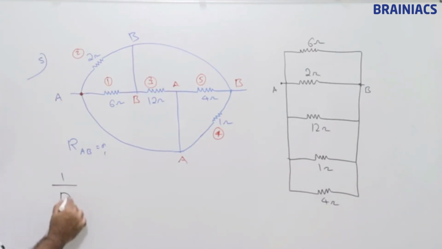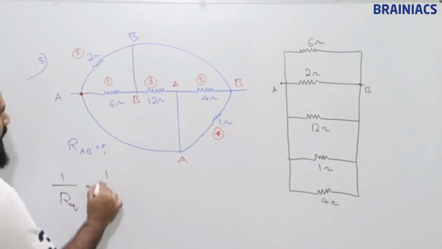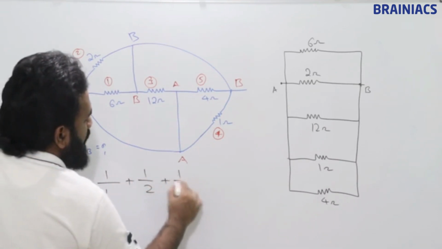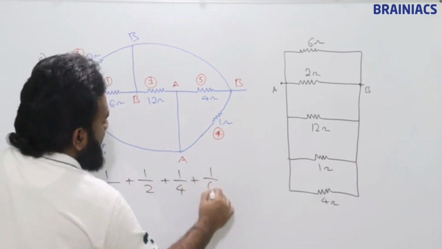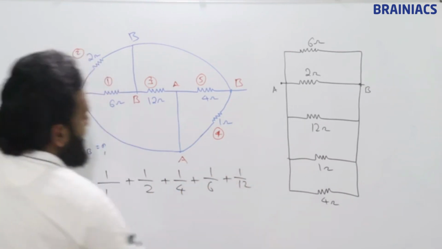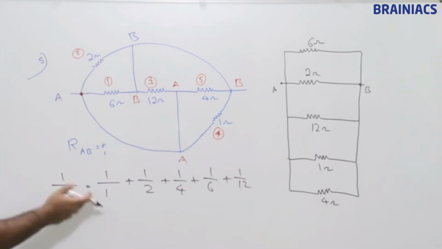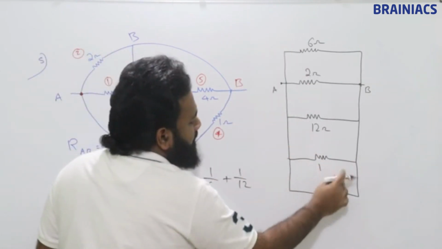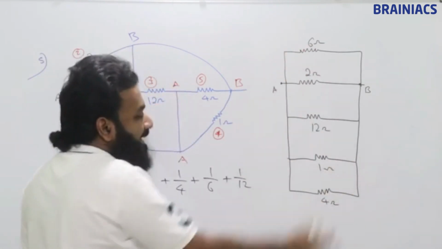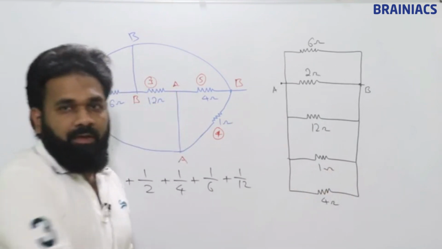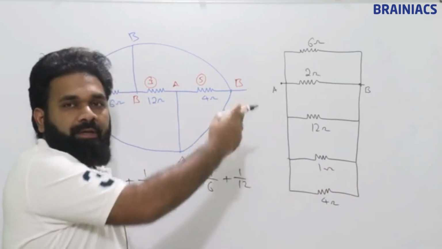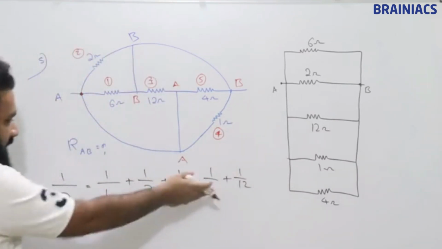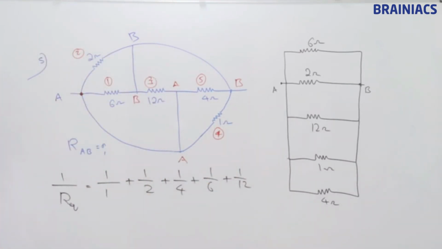So 1 by R equivalent is nothing but 1 by 1 plus 1 by 2 plus 1 by 4 plus 1 by 6 plus 1 by 12. Why I took like this? Because these are not divisible by each other. They are not multiples. So we cannot solve 2 and 2 and then proceed with the third one, fourth one. That is not possible. So this is the best thing for solving this circuit.